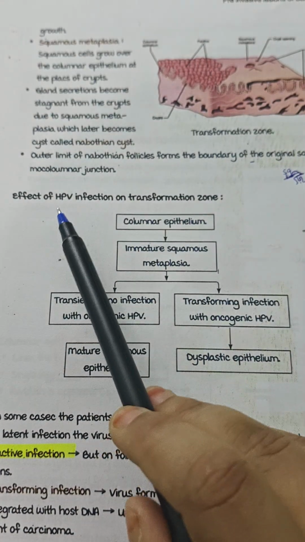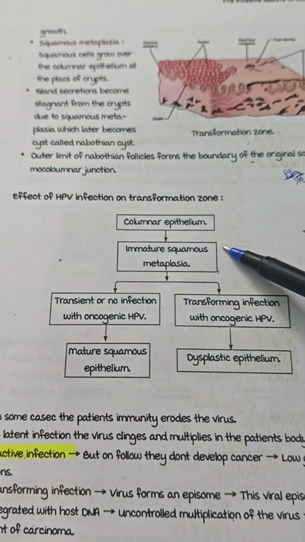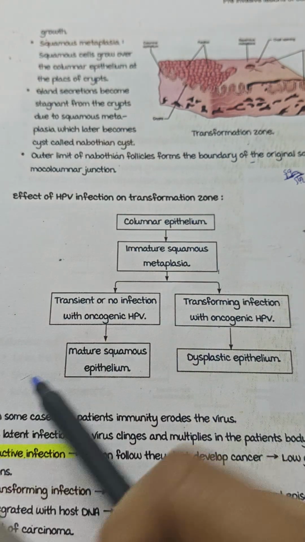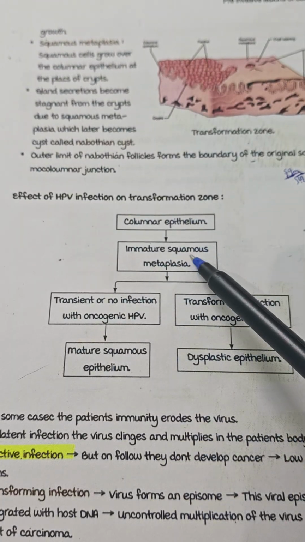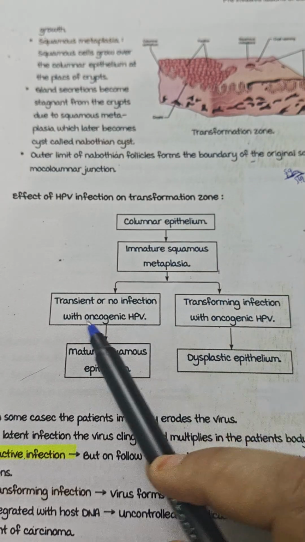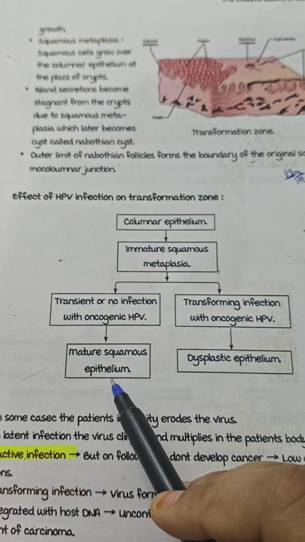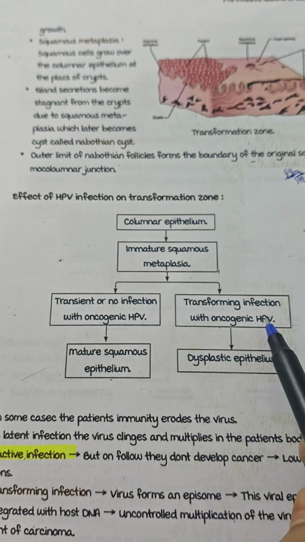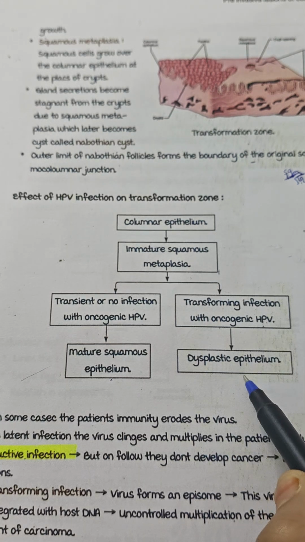Now, what does HPV do on the transformation zone? This columnar epithelium has reserve cells which can transform into immature squamous metaplasia, and if there is transient or no infection with oncogenic HPV, then maturity occurs in this squamous epithelium, and if HPV is oncogenic in nature and a transforming infection is occurring, then it can lead to dysplastic epithelium.